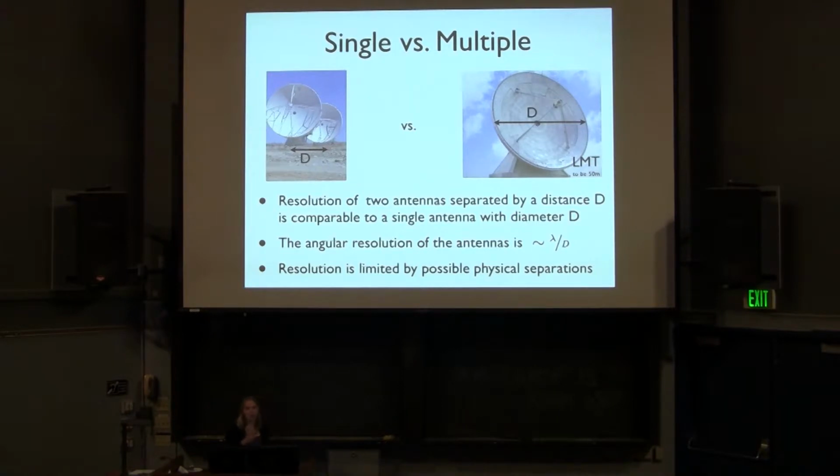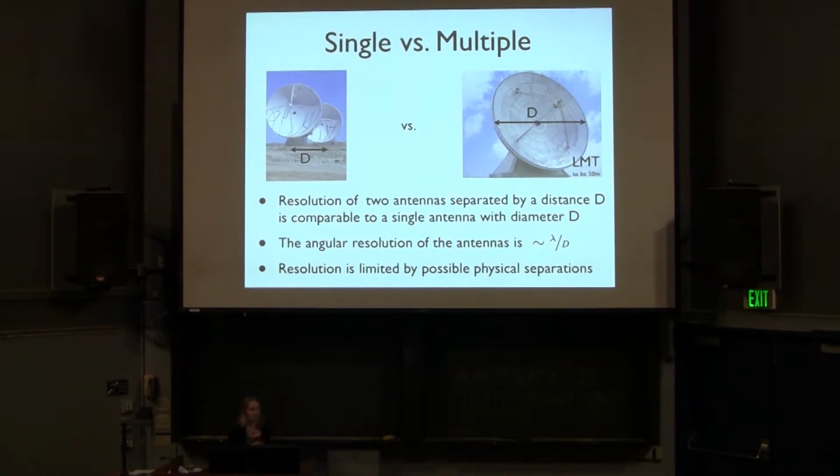So it's much easier to build a lot of smaller antennas. In that case, the resolution of two antennas that are separated by some distance d is now comparable to a single antenna whose overall diameter is a distance d. So now you have an angular resolution which you need to worry about, which is approximately lambda over d. Your resolution with these multi-antenna structures depends upon the distribution of separations you can achieve, the distribution of baselines.